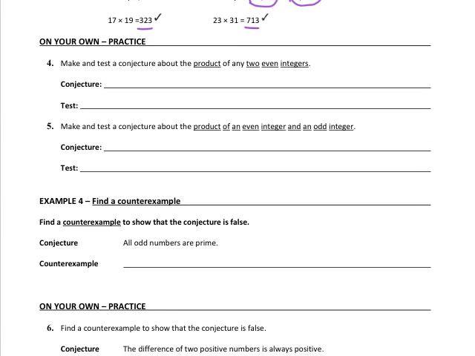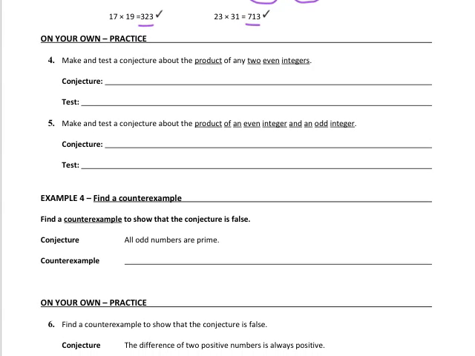Okay, I'd like you to try these on your own, but I would like to do one of them with you. So it says here, number 4, make and test a conjecture about the product of any two even integers. Okay. So thinking back to the one that we just worked on, which was the product of any two odd integers is odd, could you make a conjecture? A conjecture, remember, is just an educated guess. Could you make a conjecture that the product of any two even integers is even?